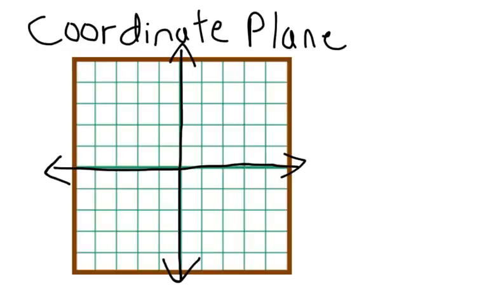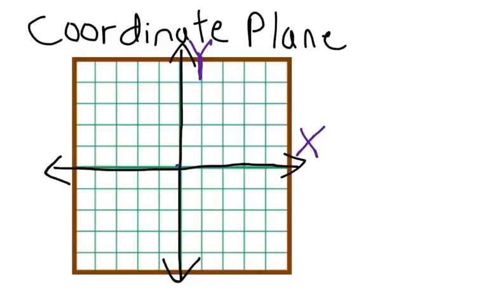The up and down one is called the Y, and I'm going to put a capital Y there. The reason I do that, the letter Y has a vertical part to it, so that's what helps me to remember that the Y-axis is vertical. And then the X-axis does not have a vertical part, and it goes left and right.